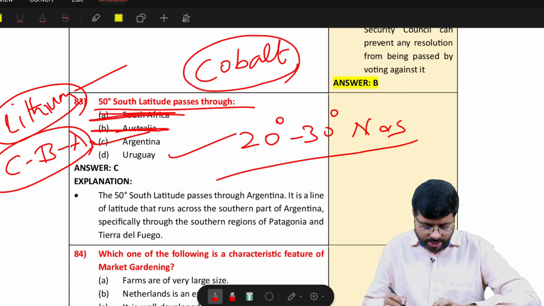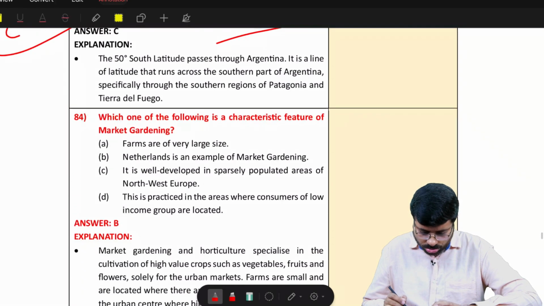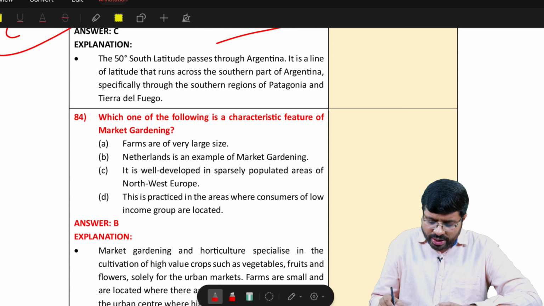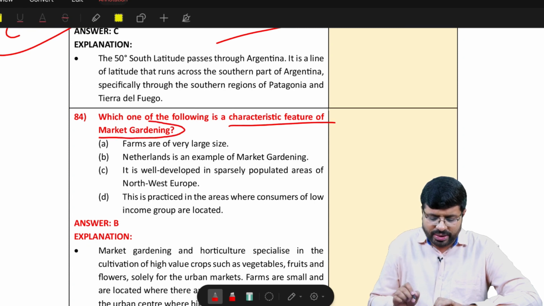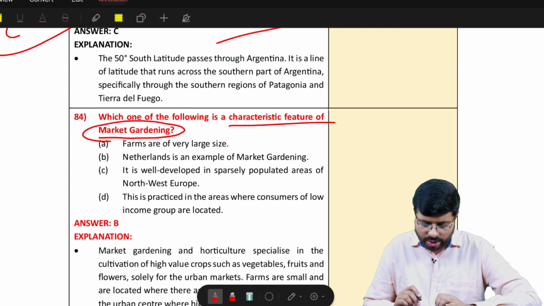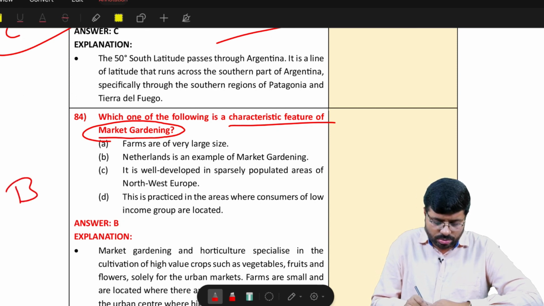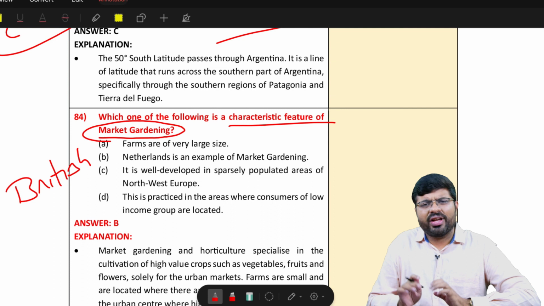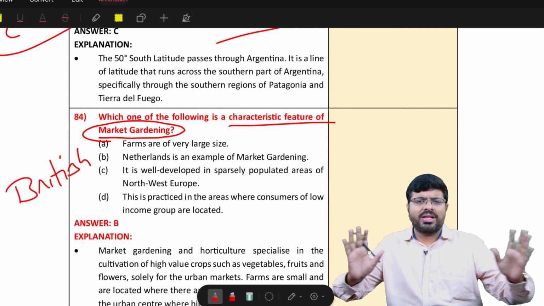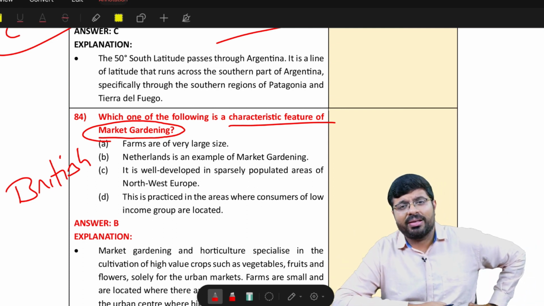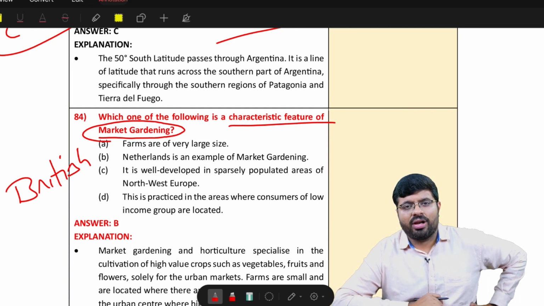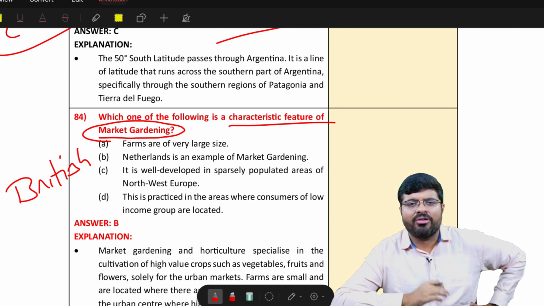Okay. Then, which one of the following is a characteristic feature of market gardening? Market gardening, for example, the British climate, where you have a very cool temperature, very much pleasant, not much amount of high temperature, not much amount of rainfall. So it is very pleasant to the human thing. There you will find more amount of markets. Common sense. You check in our part of India.